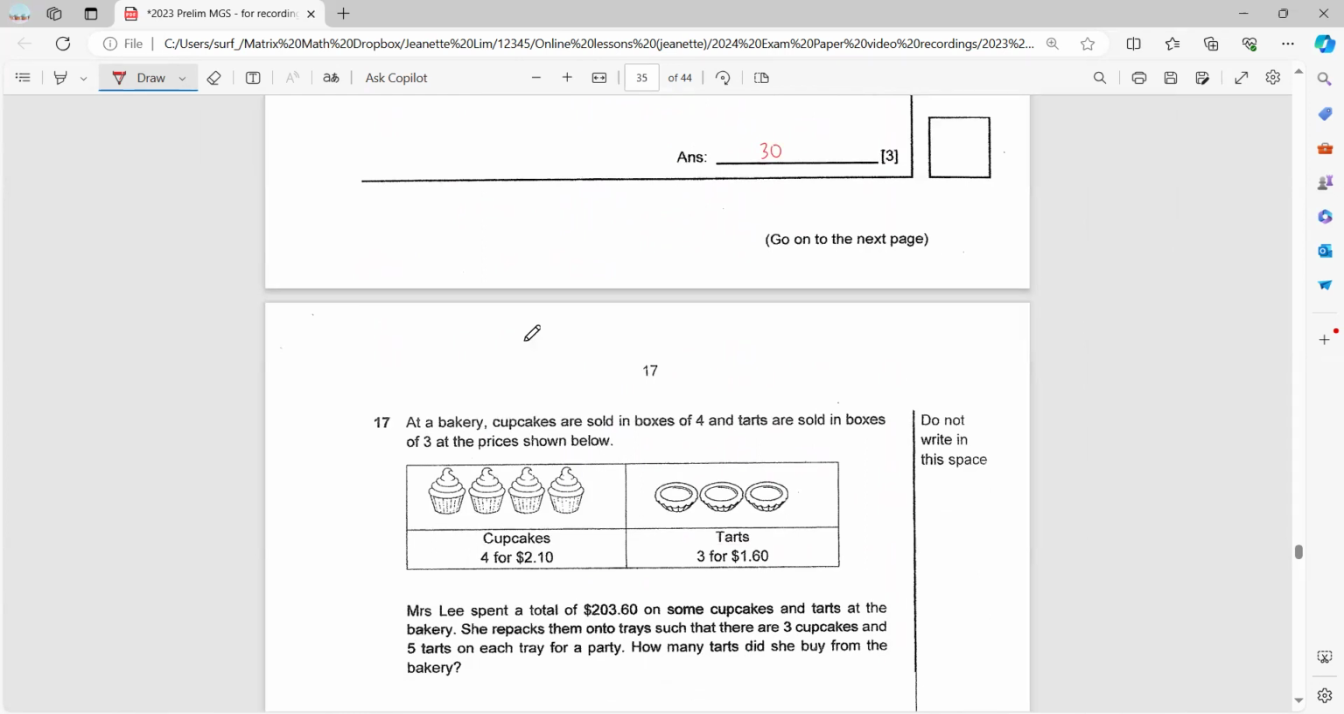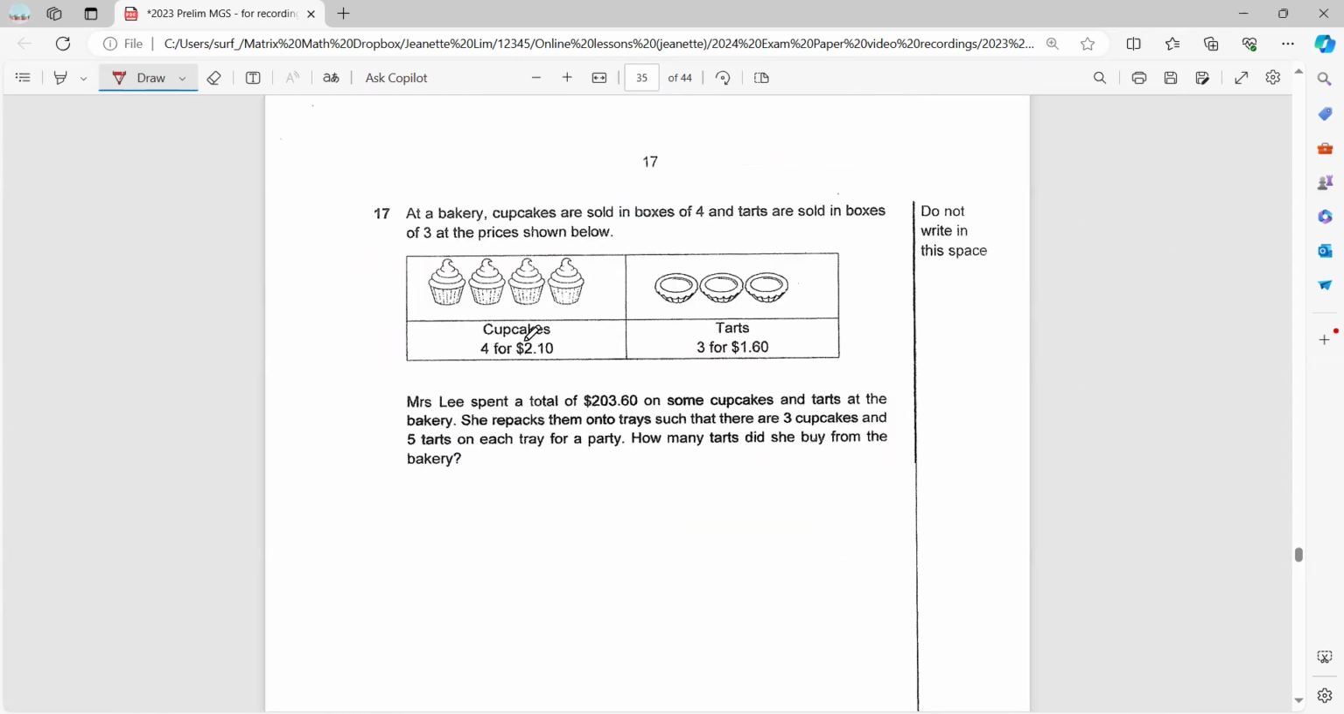Last question. At a bakery, cupcakes are sold in boxes of 4, tarts are sold in boxes of 3 at the prices shown below. Mrs. Lee spent a total of this on some cupcakes and tarts at the bakery. She repacks them onto trays such that there are 3 cupcakes and 5 tarts on each tray for a party. How many tarts did she buy from the bakery?